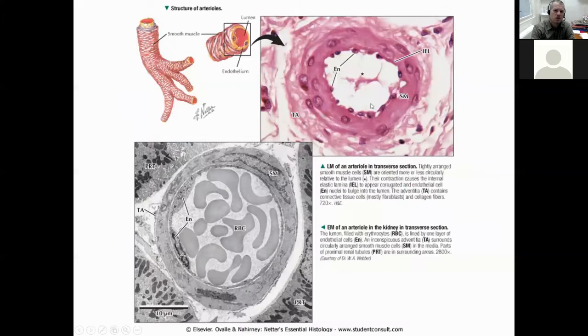We're approaching the arterioles. This arteriole shows prominent nuclei of endothelial cells and two layers of smooth muscle cells that are capable of constriction or dilation. Again, this is an electron micrograph showing you the smooth muscle cells and the endothelial cells and the red blood cells inside. Okay, so these are arterioles.